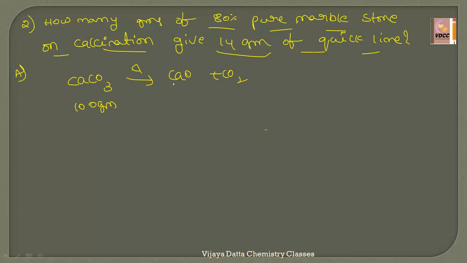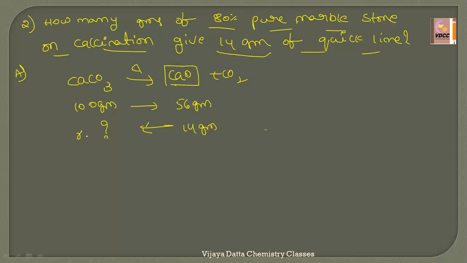He is asking for quicklime, so that is nothing but calcium oxide. You have to check whether the reaction is balanced or not. One calcium, one carbon, three oxygens, this side also three oxygens, the equation is balanced. So 100 grams of calcium carbonate is producing calcium oxide, calcium is 40, oxygen is 16, so 56 grams of calcium oxide it is producing. So to produce 14 grams, how much calcium carbonate is required? That is the question.